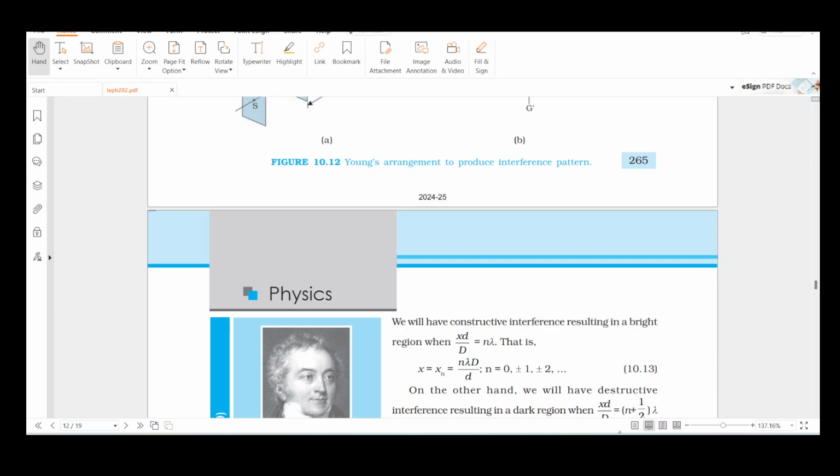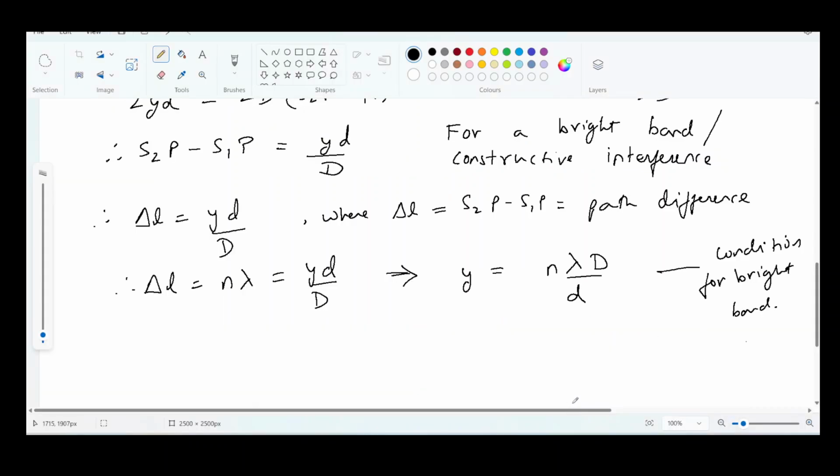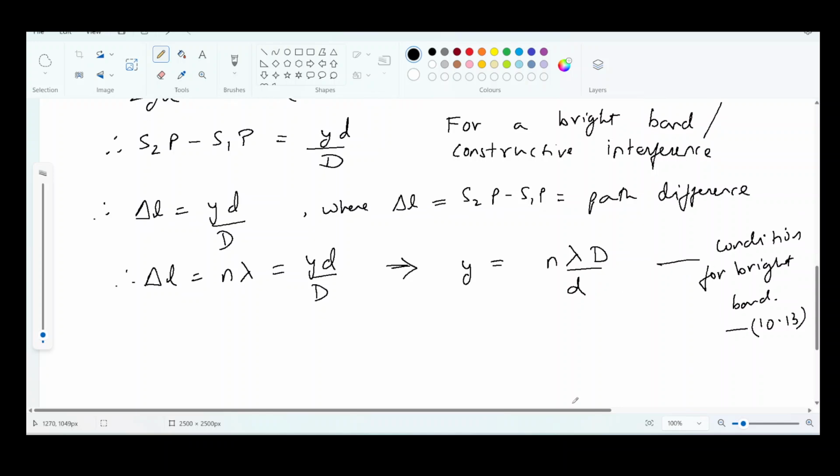10.13. So this is equation number 10.13 that we just derived. Okay. Now what is the condition for dark band?